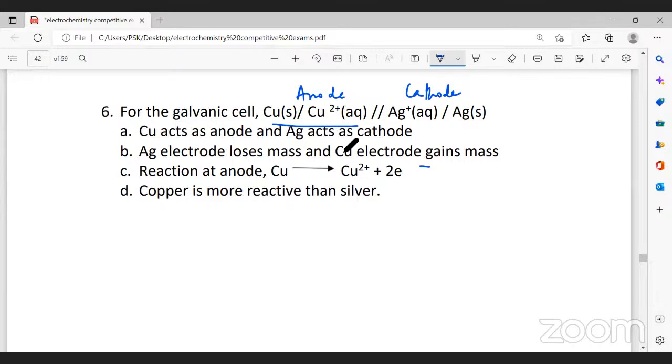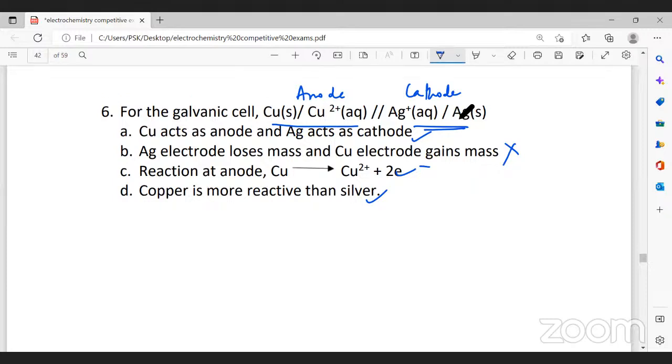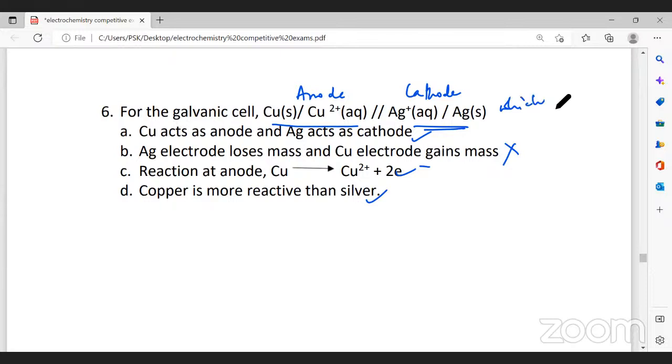No, copper will lose mass and silver will gain mass because at the cathode deposition takes place. All right, so this is right, this is right, and this is right. This is the wrong option. Maybe the question has not been written properly, I think. Which is the wrong option here? The wrong option is B.